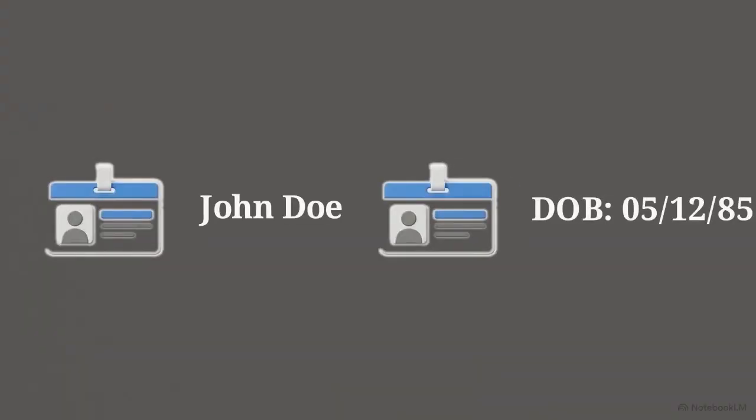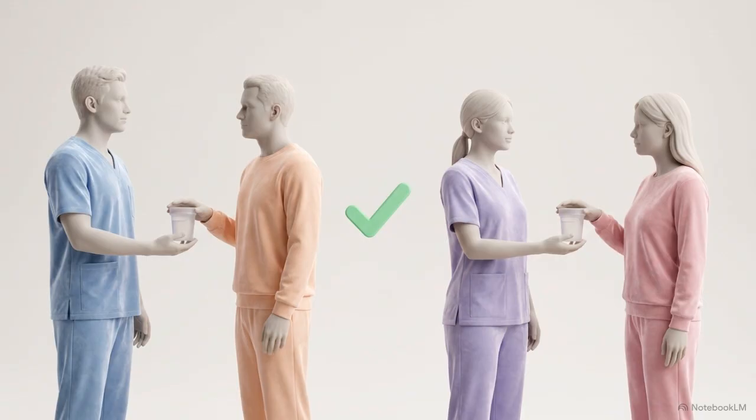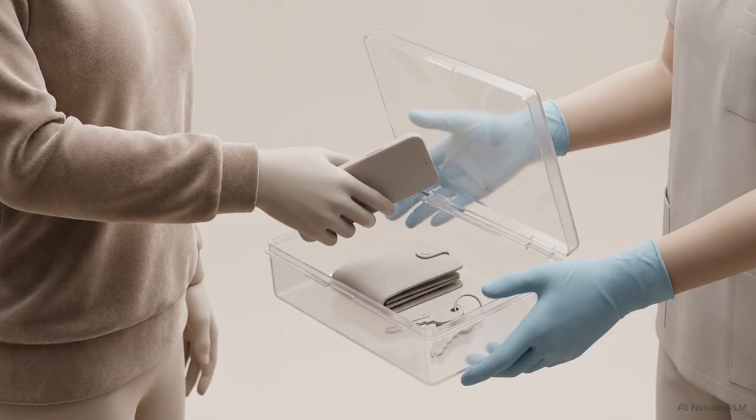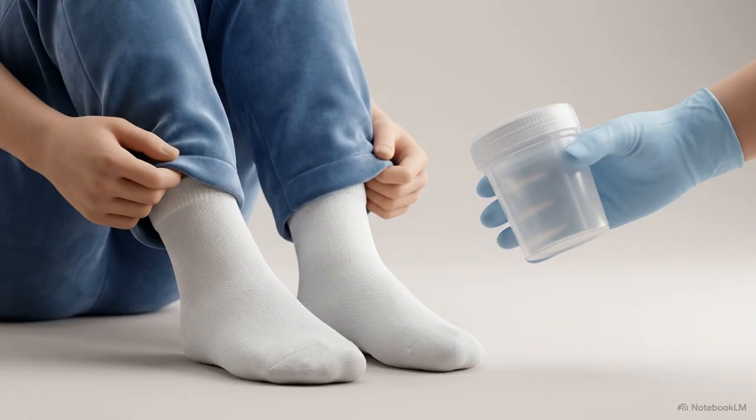When you meet with the client, confirm 2 patient identifiers, usually full name and date of birth. For any urine collection, eMint policy dictates that the observing staff member must be the same sex as the client. To prevent adulteration, have the client empty their pockets completely into a secure area. You must also check waistlines and socks before handing them the collection cup.